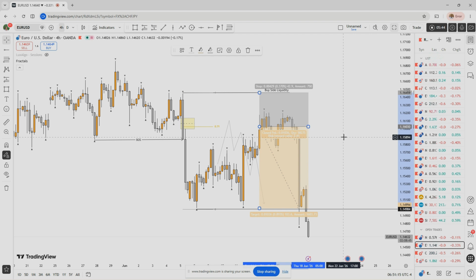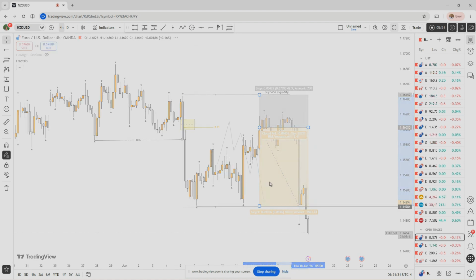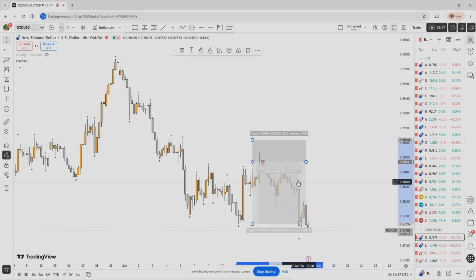This was a 1:2.41, and the previous trade was 1:2 around there. Usually the trades are 1:2, 1:2. And check, yeah, you see, 1:2.82.